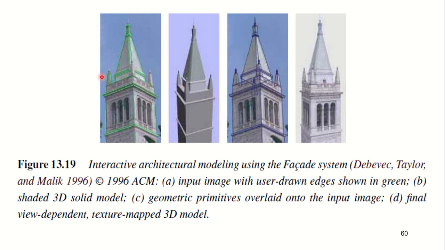So this is the input image with user-drawn edges, which are shown in green. This is the shaded 3D solid model, and C shows the geometric primitives which are overlaid onto the input images, and D is the final view-dependent texture-mapped 3D model.